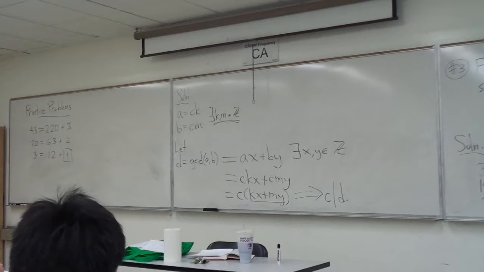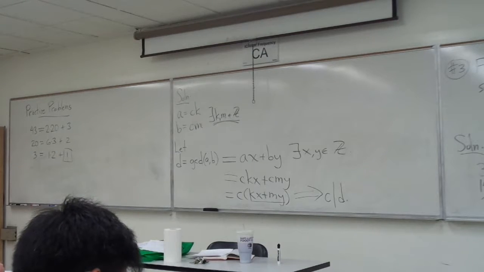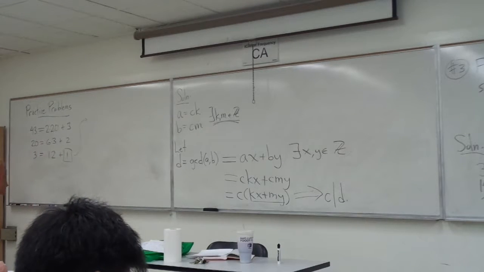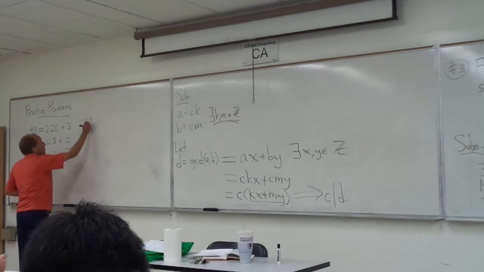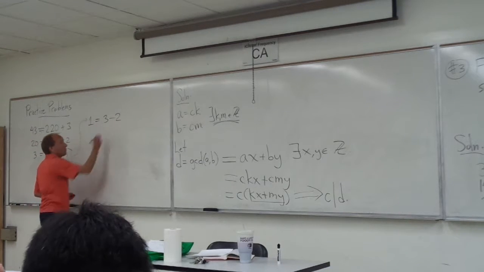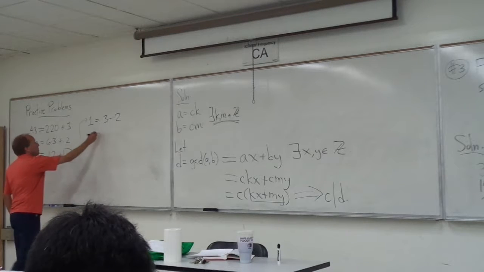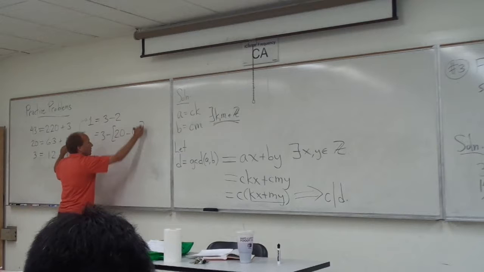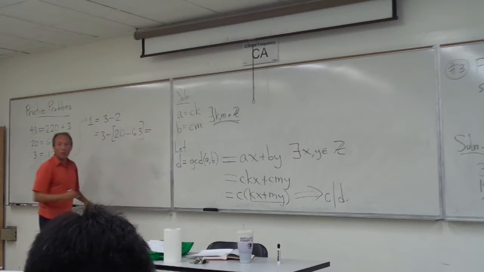And now what we want to do is actually run the algorithm backwards. So not just forward, but also backwards. It's only 3 steps here. It's usually not very many steps, but just try and do it carefully. So going backwards, 1 is equal to 3 minus 2. I then substitute in what 2 was, which is 20 minus 6 times 3. And I simplify that before I go any further.